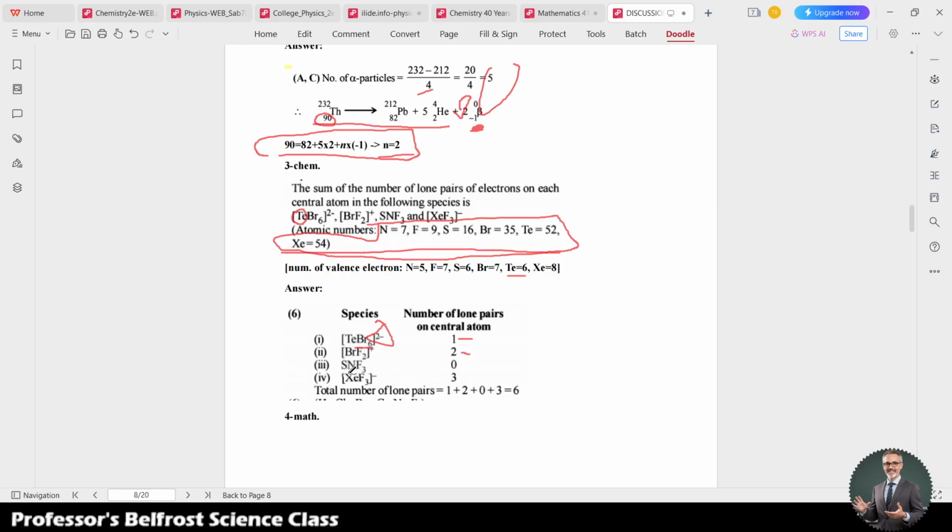Then SNF3, where the central atom is N. N has 5 electrons; 3 have been shared with fluorine and 2 with sulfur. So actually, it has no lone pair. How about XeF3 minus? Xenon has 8, but it gains 1 electron, so 9. 9 shared with 3 leaves 6, so 3 lone pairs on the central atom, which is xenon. So 1 plus 2 plus 0 plus 3, there are a total of 6.